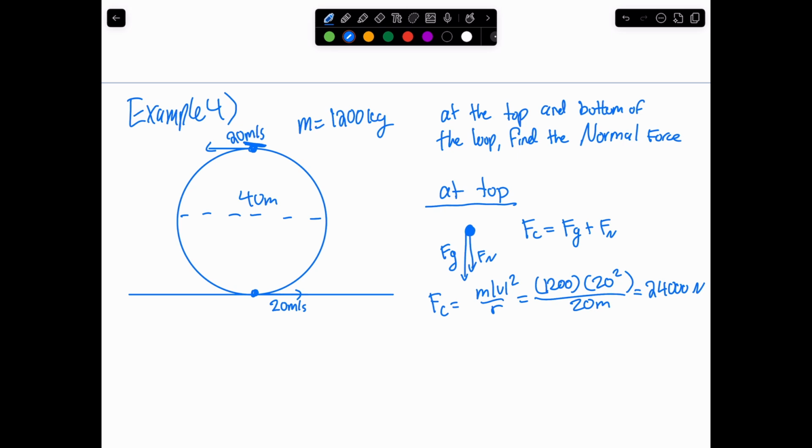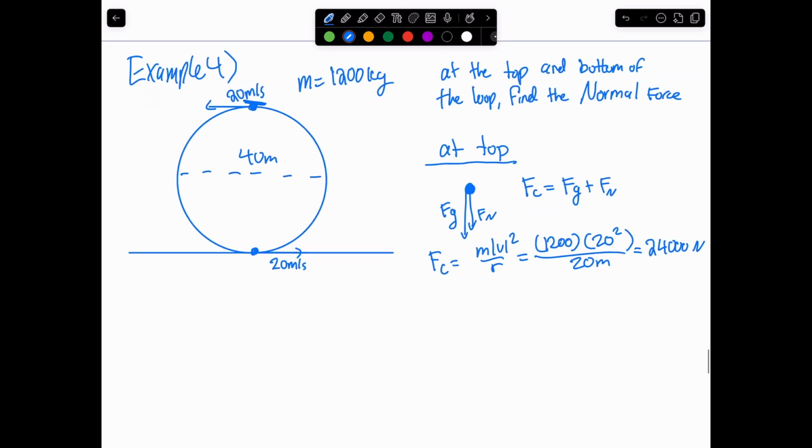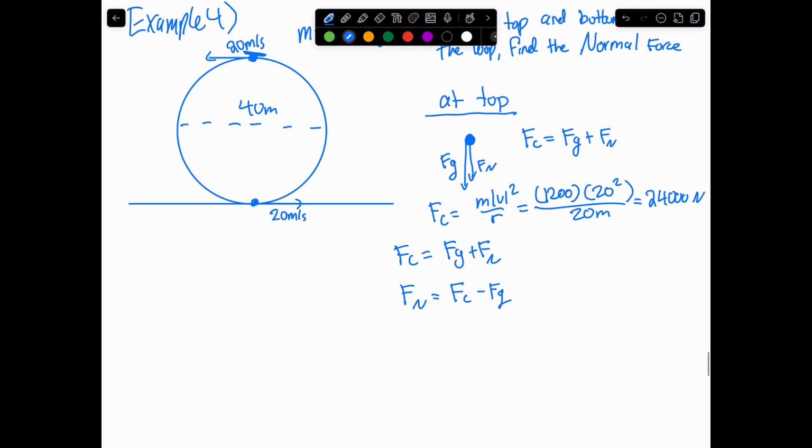But that's not what we were asked. We were asked to find the normal force value. So what can we do here? Well, we know that Fc is equal to Fg plus Fn. If we were to isolate Fn, we could say Fn is equal to Fc minus Fg. And hey, we know Fc. So we can plug in 24,000 newtons into Fc. So do we know Fg?